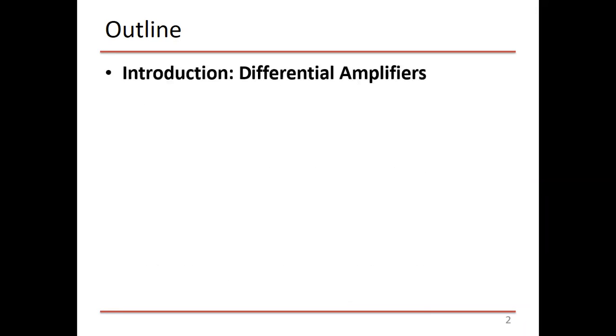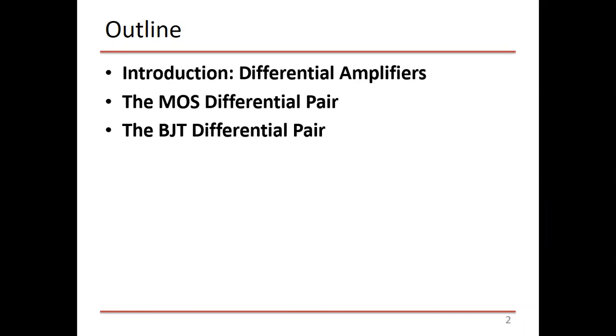In this lecture, we will cover these topics. Introduction about the differential amplifiers. What do we mean by the differential amplifier and how do they work? We will study two types of differential amplifiers, the MOSFET, as usual, and the bipolar junction transistor. In this lecture, we're going to focus only on the MOSFET differential amplifier, and everything could be repeated the same way in the bipolar junction transistor.